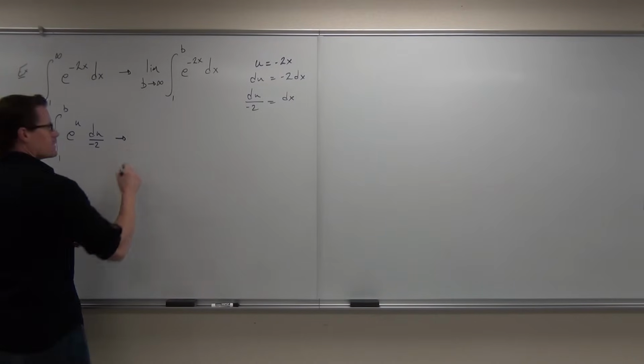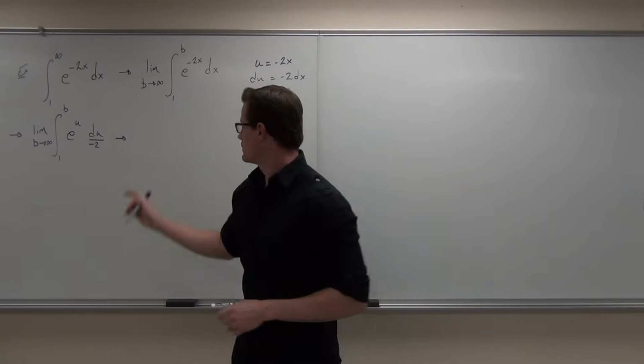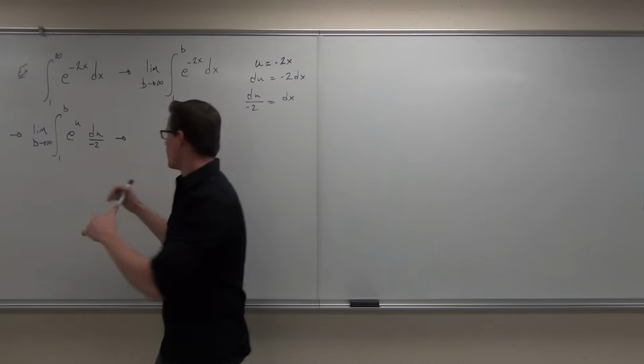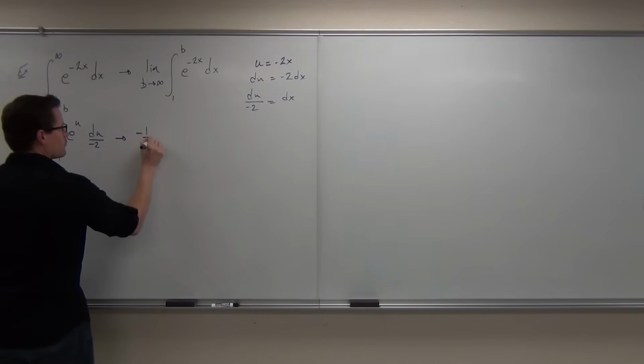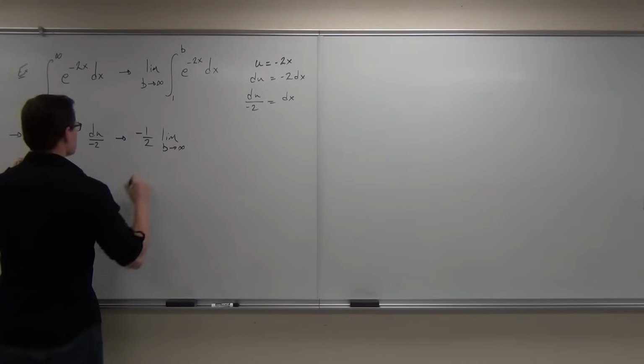Okay, so you know what you can actually do? I don't know if you know this, but you can bring that negative 1/2 to the front of your integral, but you can also do it to the front of the limit. So whatever you want. If you want to bring it all the way out front, you just do negative 1/2 times the limit as b approaches infinity.